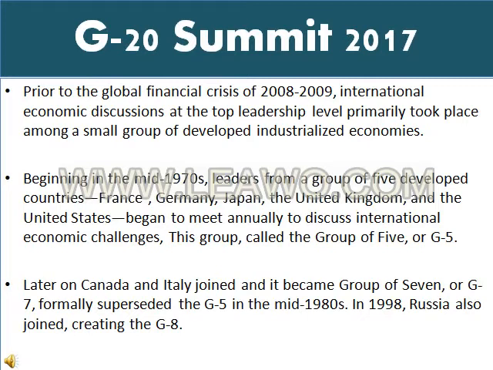Later on, Italy and Canada joined. It became the Group of 7 or G7, which formally superseded the G5 in the mid 1980s. In 1998, Russia also joined and it became G8. It means when Russia joined this forum, which earlier was known as G7, it became G8.